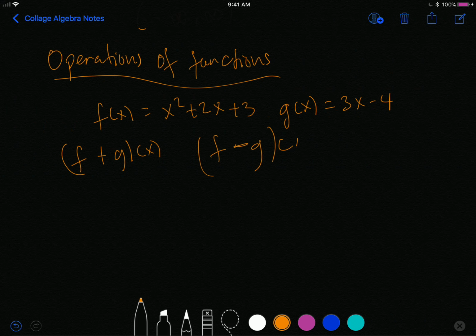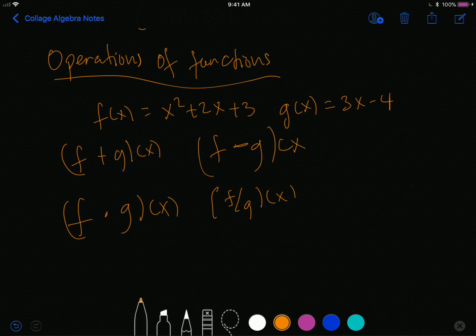The multiplication function, put a dot, f times g of x. And then we have your division, f divided by g of x. And your division function has a special rule in that the denominator function, g of x, cannot be 0. Of course, that is because we cannot divide by 0.